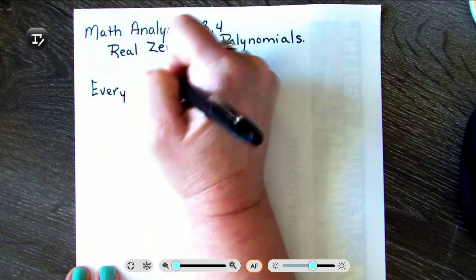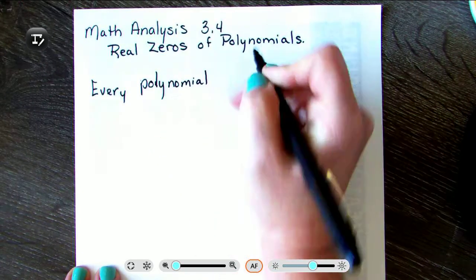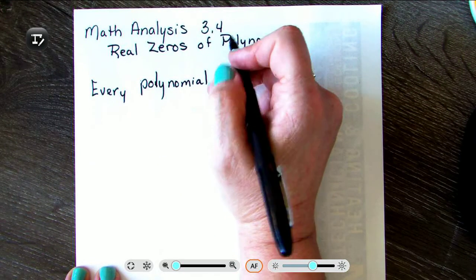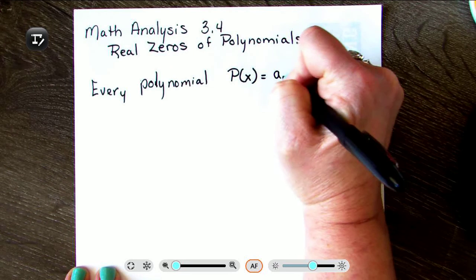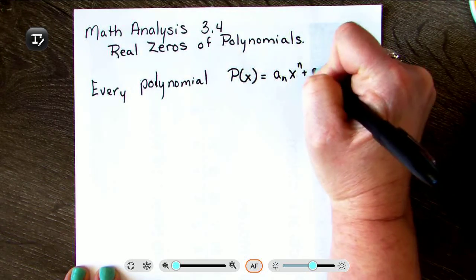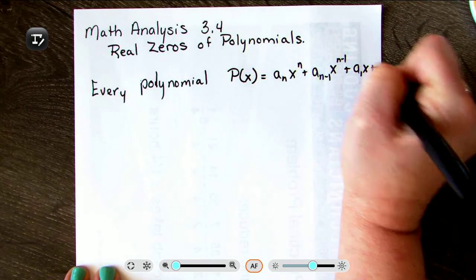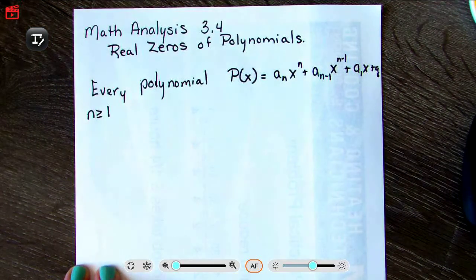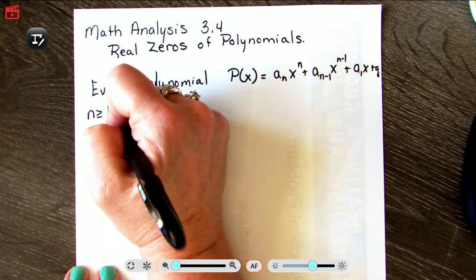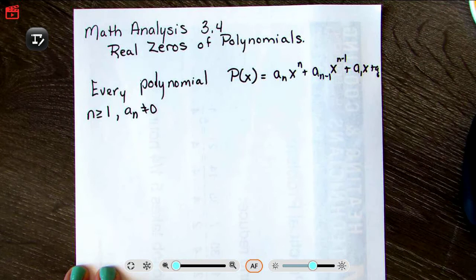here is that every polynomial, and this, to be honest, really doesn't make a whole lot of sense, but I'm going to put it in here anyway. And we know what a polynomial looks like. So I'll remind us that wonderful notation we used. That was our polynomial. And we did have n being bigger than or equal to 1. We do want it to be at least a linear polynomial, not a constant polynomial. And of course, we're going to keep that a sub n not equal to 0. Otherwise, we could have just rewritten it.